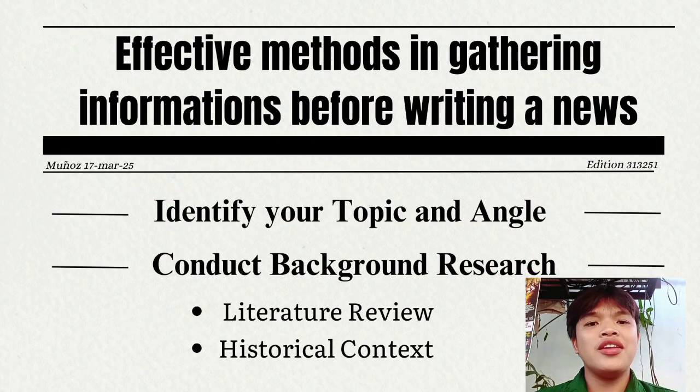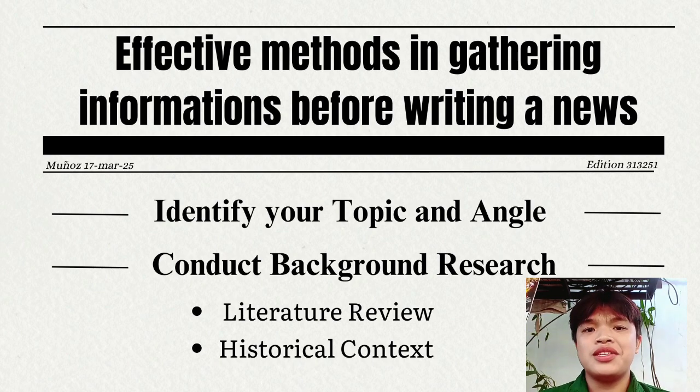First, identify your topic and angle. Choosing a topic is the first and maybe the most important step of the writing process. This step will determine the rest of the steps: what sources to be used and how to write the article. Clearly define the subject and the angle you want to pursue. This helps focus your research.